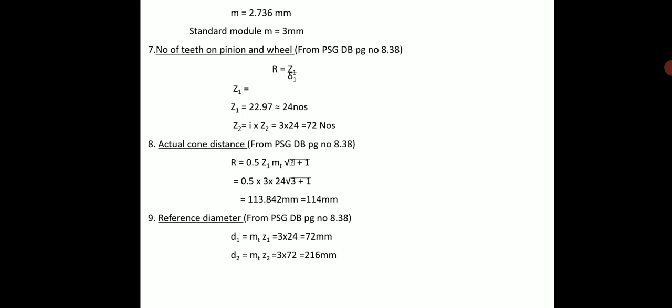The actual cone distance, page number 8.3. R is equal to 0.5 into Z1 into mt into root of i square plus 1, which is equal to 0.5 into 3 into 24 into square root of 3 squared plus 1. We are getting R is equal to 113.842 mm, and we are converting that into 114 mm. The reference diameter from the PSG data book: D1 is equal to mt into Z1, which is equal to 72 mm. Similarly, D2 is equal to mt into Z2, which is equal to 3 into 72, that is 216 mm.